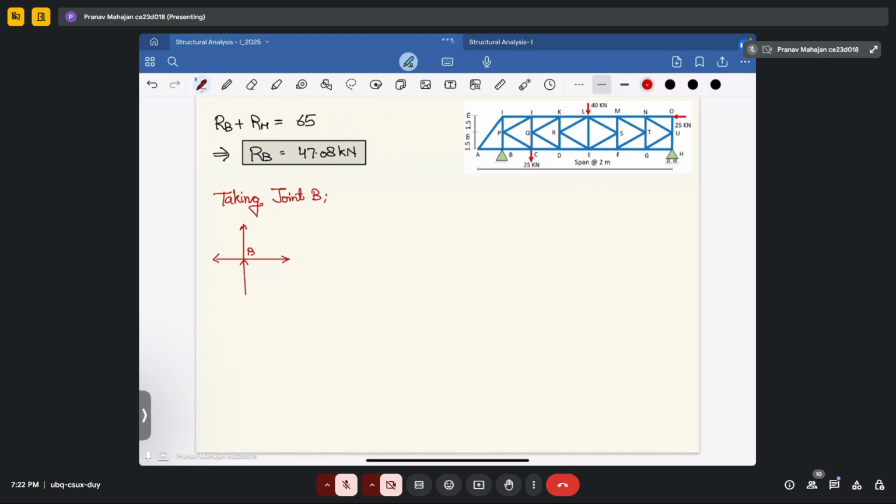So this is your joint B. This is your FBP, FBC, and horizontal reaction is also there. So I will make it in different direction. So this is your 25 kilonewton, and your vertical reaction comes out to be RB equal to 47.08 kilonewton.